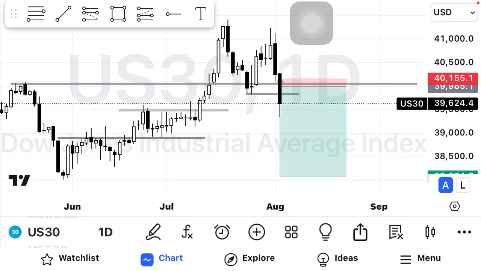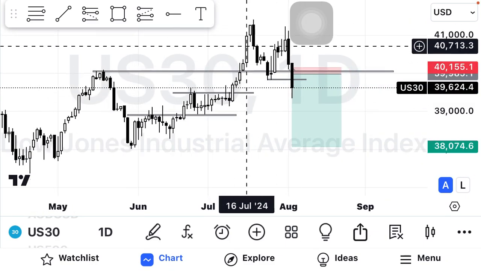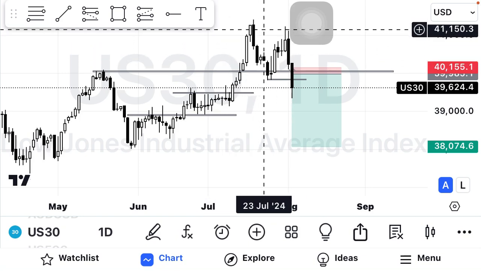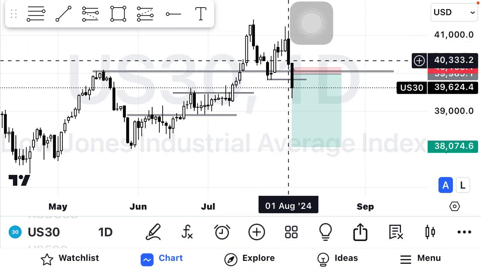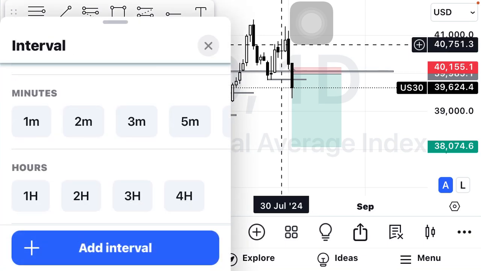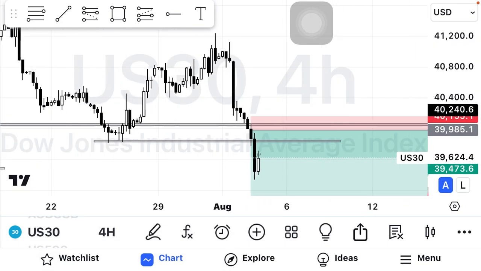So we could see that price, this is an all-time high for the US30. We could see that price made a double top here. Price failed to close above this level, and we saw a strong momentum candle from the previous day, which is yesterday, Thursday.